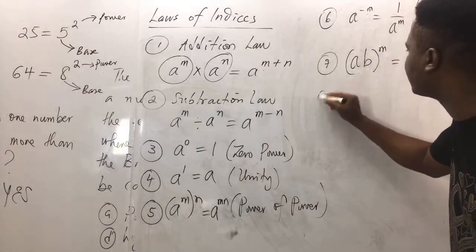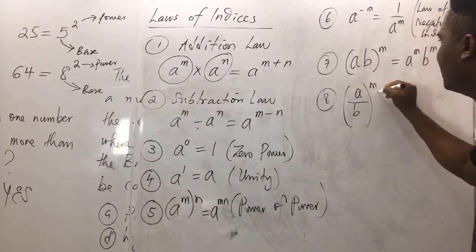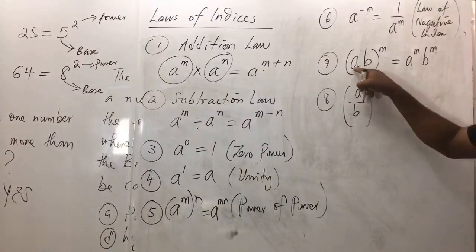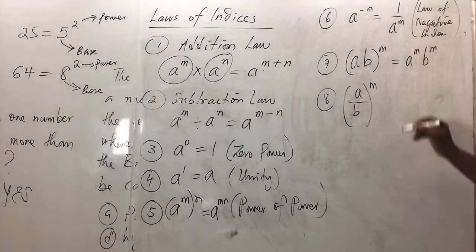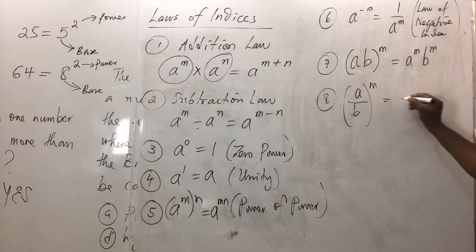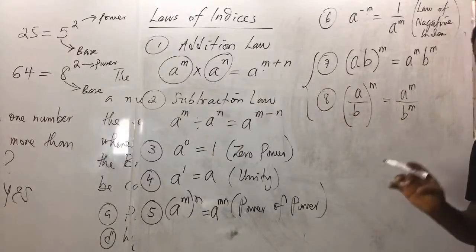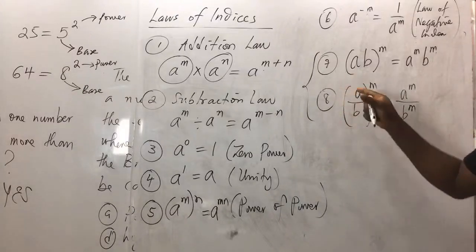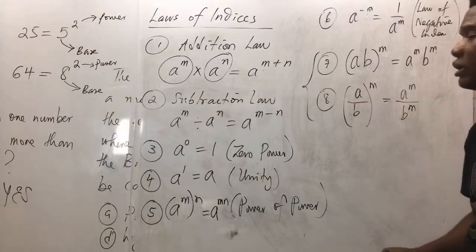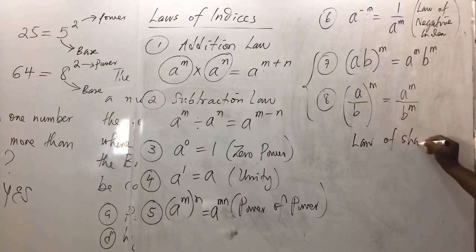Now, let's look at the second variation, A over B raised to power m. In the first variation, you will notice that the two bases were multiplied. In the second variation, they are divided one by another. So A over B raised to power m is A raised to power m divided by B raised to power m. So these two laws, if you are studying General Mathematics 1 and the topic you are dealing with in your respective schools or colleges is currently indices, please take note that these two laws together are called the law of shared power.